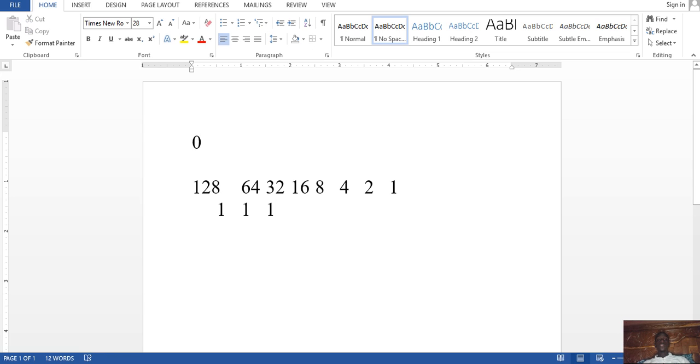All the remainder of the numbers here, 16, 8, 4, 2, 1, are all numbers that cannot be subtracted from 0. So they all remain as 0, because none of these numbers can be subtracted from 0. So the binary representation of the decimal number 224 is 11100000.